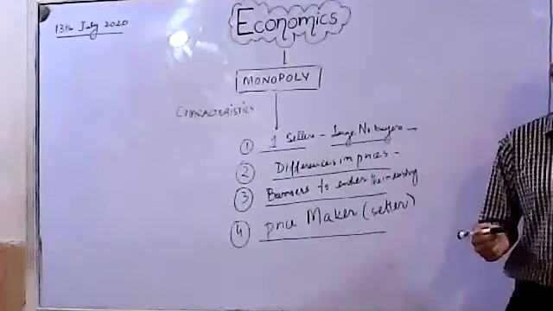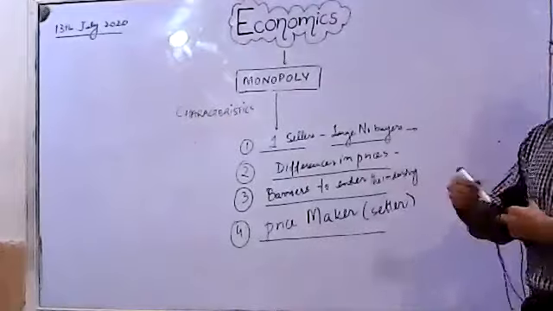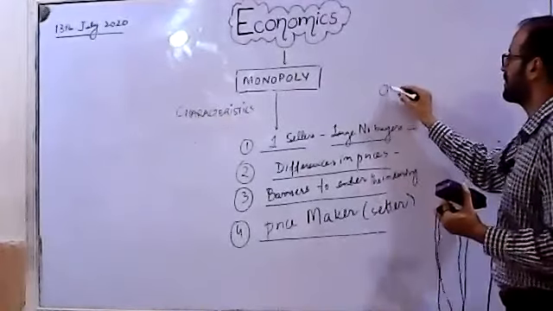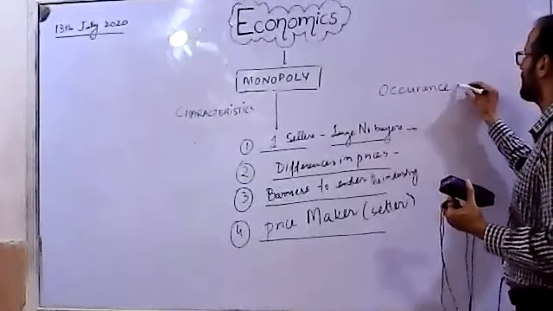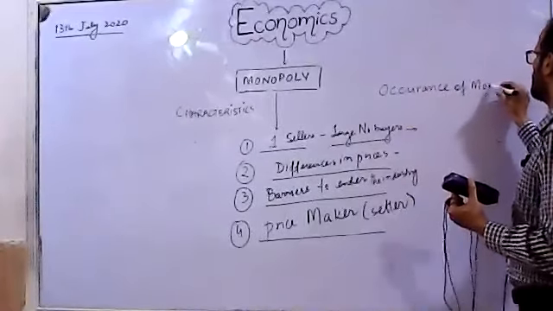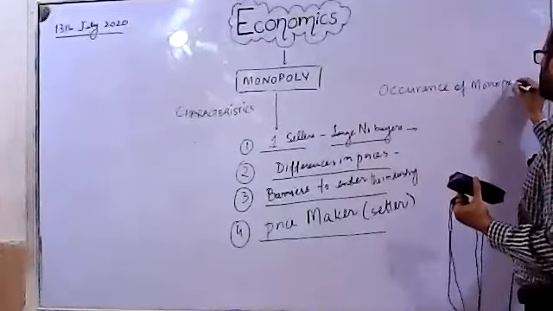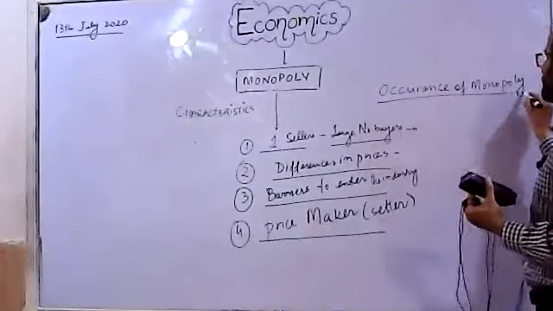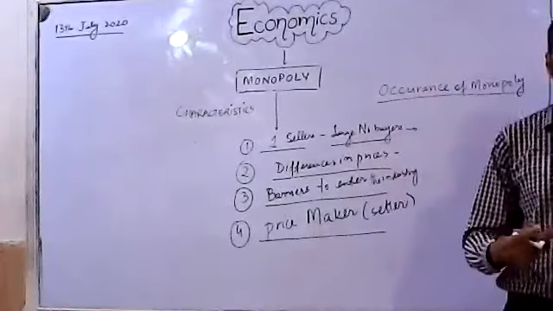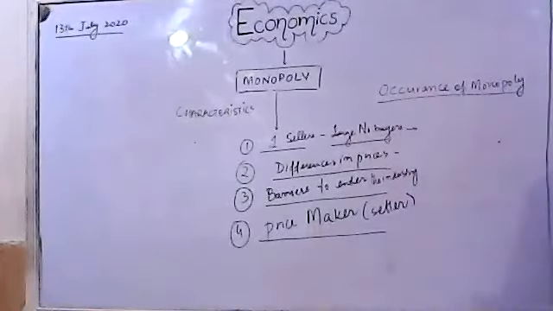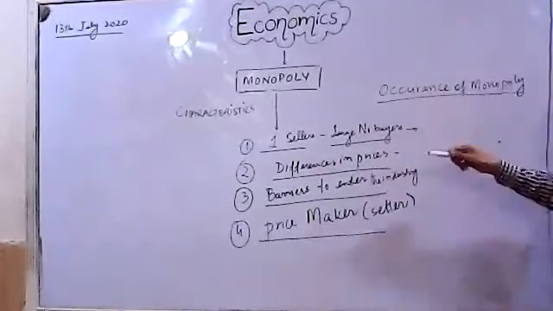Okay, so having discussed all the characteristics, now we are heading to the second content of our lesson today, and that is how monopolies actually occur. Occurrence of monopoly. What makes any firm occur as a monopolist? How can they become a monopolist?